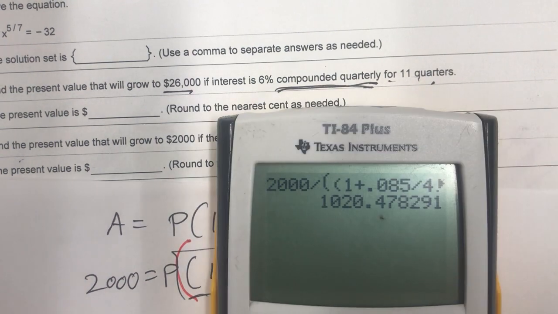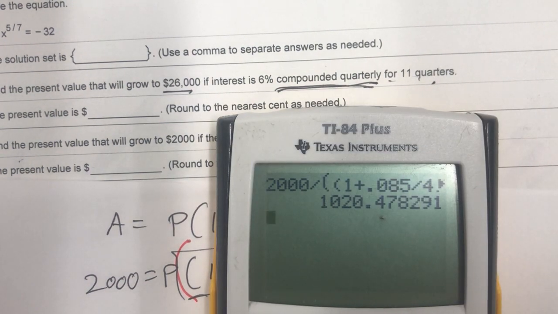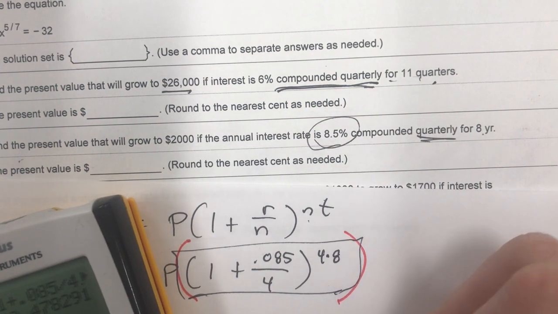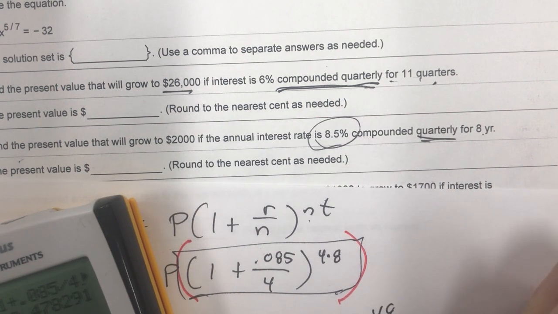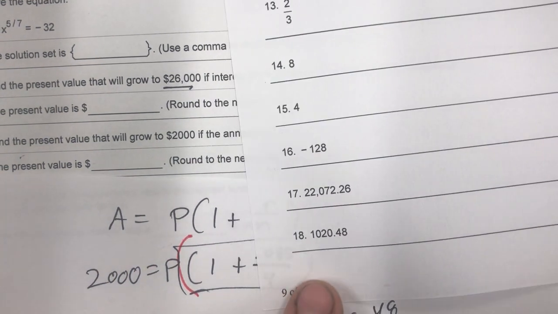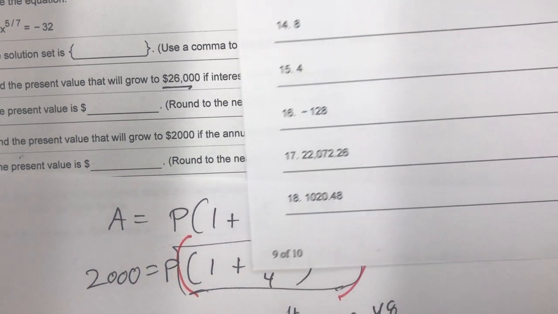And there you go, 1,020.48. This 8 makes the 7 go up to 8. So 1,020.48. There's my answer. And look at that, we got it.